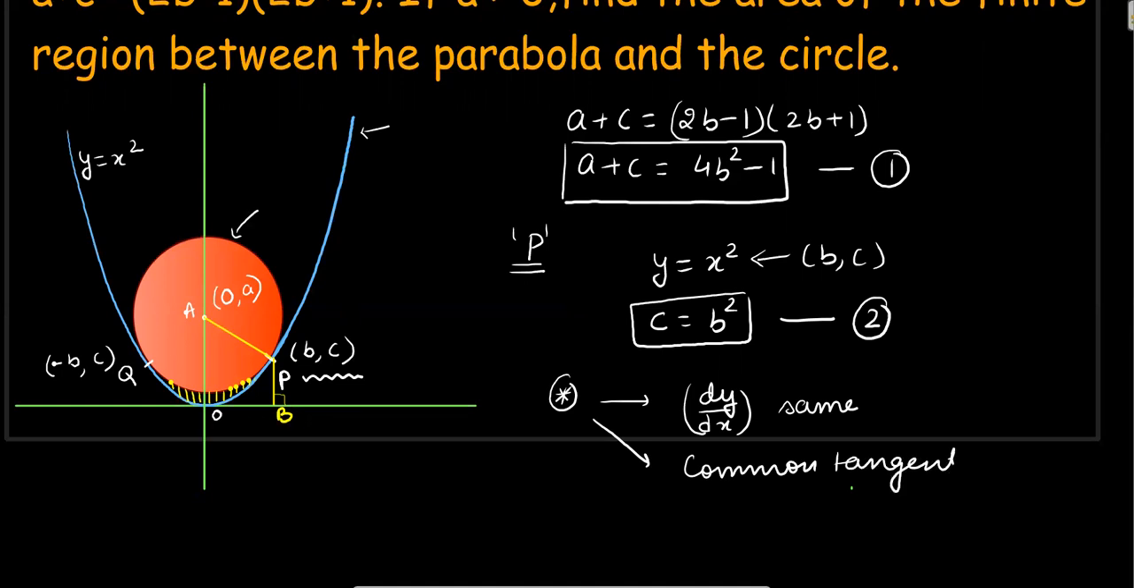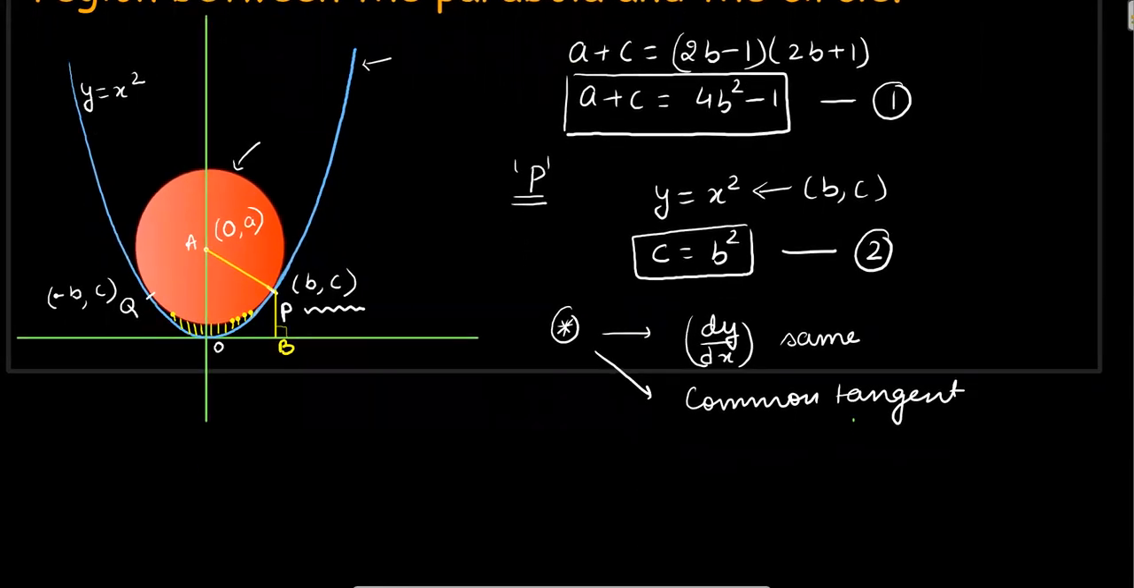At the common point of contact, that is, at the point P, we will have a common tangent between the circle and the parabola. Now, how to use this concept? First of all, for the parabola, I'll make use of dy by dx because I have the equation given in the problem.